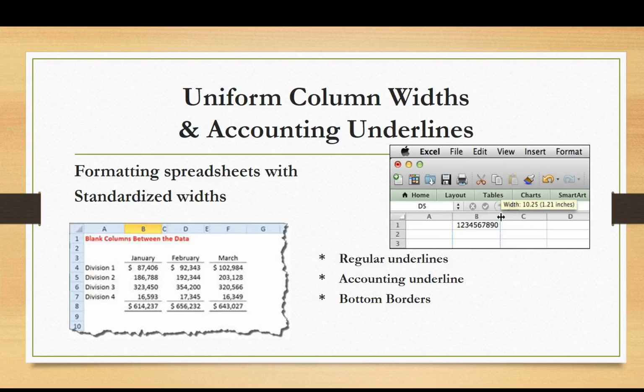I would encourage you to pay particular attention to this point, as this will definitely affect the quality of the work that you submit. The author will clearly show you the differences between regular underlines, accounting underlines, and bottom borders. Take a moment to familiarize yourself with these differences and expect to be tested on them as well.